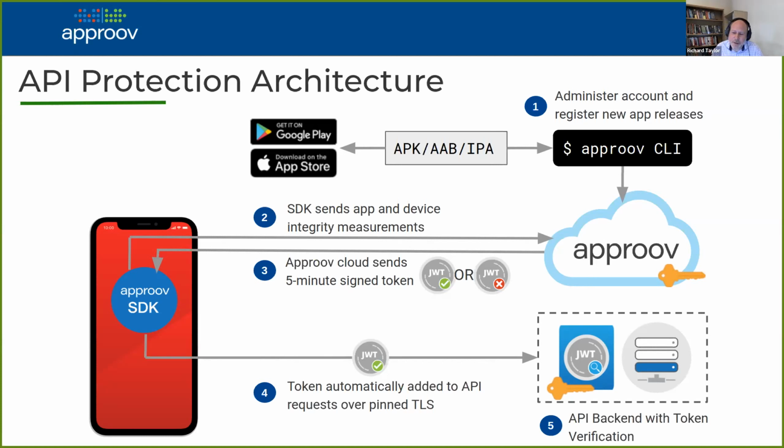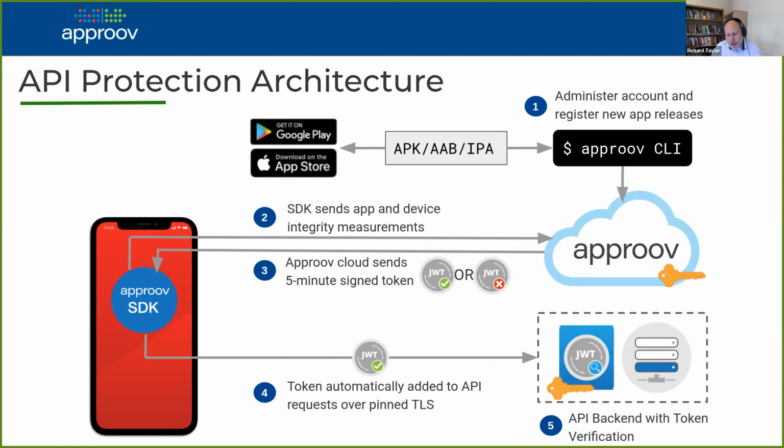Then the Approve cloud will make a decision, and will send back a short-lived JWT, a JSON Web Token, a signed token, back to the Approve SDK. Each Approve account has a different signing key. That signing key is inside Approve, so it will send a signed JWT back. Essentially, it has two responses. It can either send a valid JWT back if it's happy and everything seems okay. If it's not happy, then it won't send a valid JWT back, which means the app then can't proceed to make API calls. So the JWT goes back into the running app.